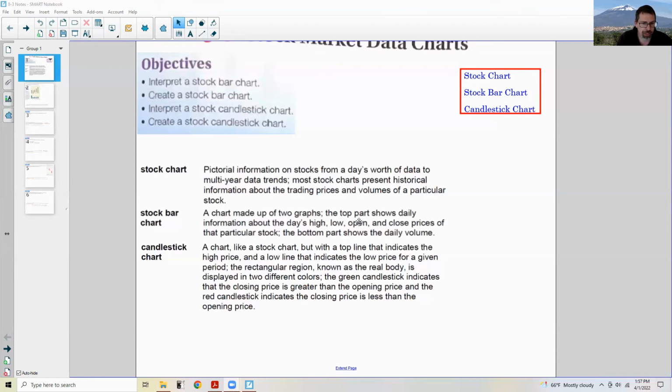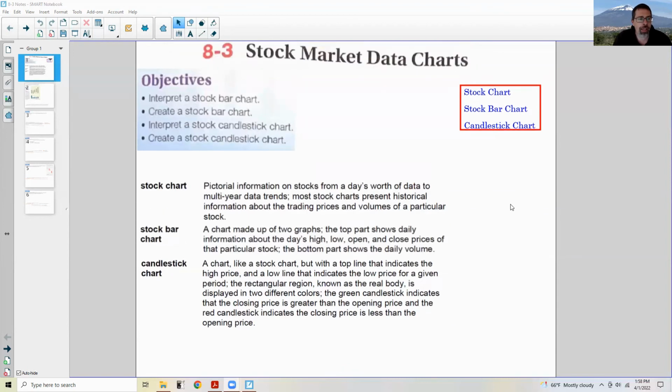I don't know about those lines. They're calling them lines. I call them wicks. Since it's a candle, it's a wick. Get it? All right. So anyway, that is the vocabulary for 8.3. Let's get to it.